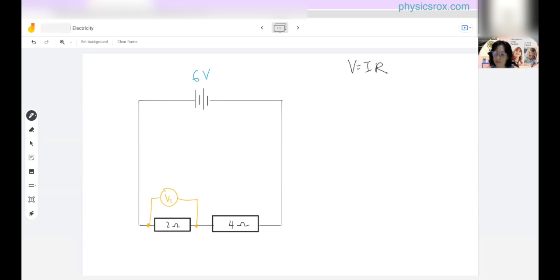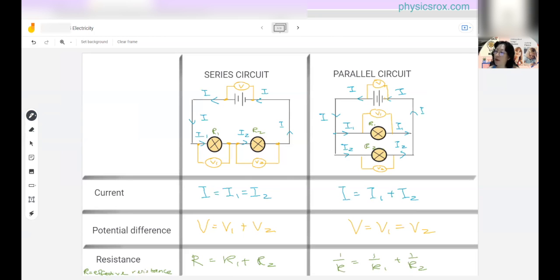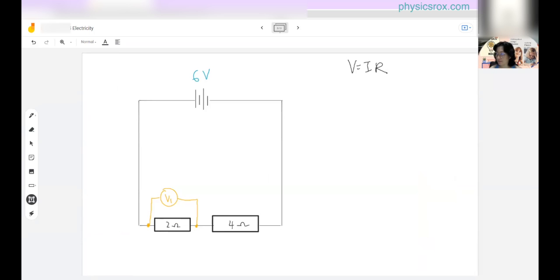So the question could be something like, find out what V1 is. You can see here, V1 is not 6 volts. Then how to count V1? V1 is only for the 2 ohm resistor. Then we try to recall the series table, because we learn this so that we will know how to solve questions like this. So my question here is, calculate the value of V1. This is not like the one in your book, but you need to learn to count, because in IGCSE they will ask you to figure it out.